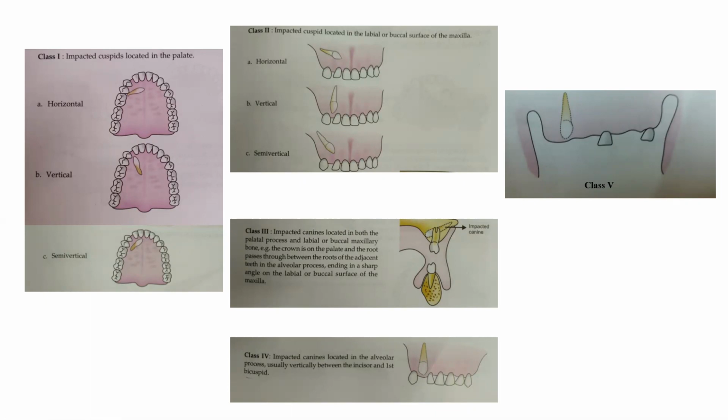Example, the crown is on the palate and the root passes through between the roots of the adjacent teeth in the alveolar process. So here, the crown is towards the palate and the root is between the bifurcation of the roots of the adjacent teeth, ending in a sharp angle on the labial or buccal surface of the maxilla. Class 4 is impacted canines located in the alveolar process, usually vertically between the incisor and first bicuspid or premolar. Class 5 is impaction in edentulous maxilla.